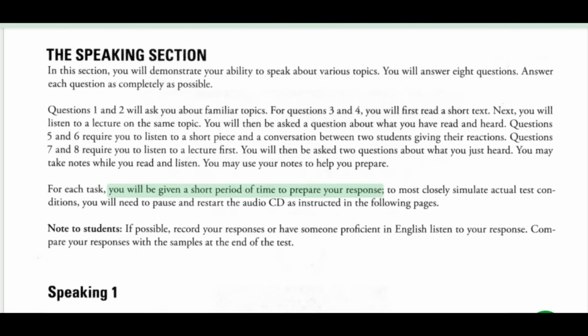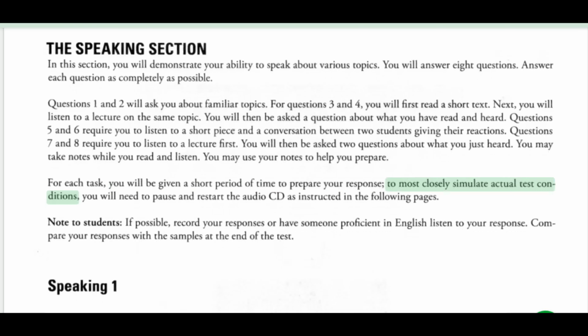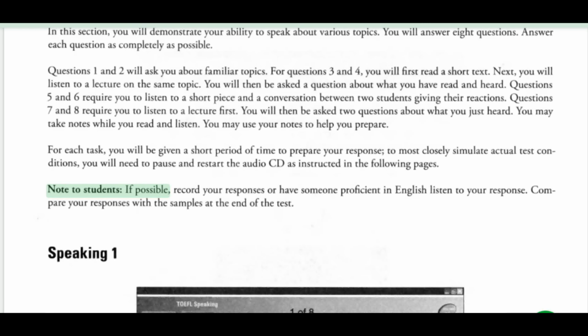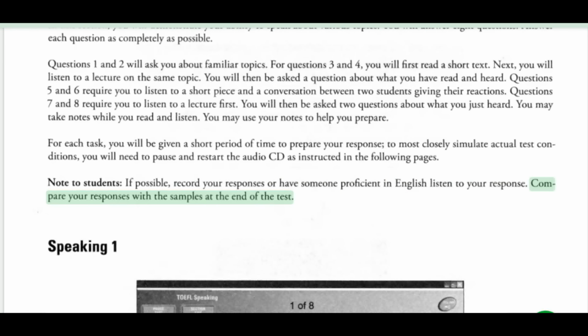For each task, you will be given a short period of time to prepare your response. To most closely simulate actual test conditions, you will need to pause and restart the audio CD as instructed in the following pages. Note to students: if possible, record your responses or have someone proficient in English listen to your response. Compare your responses with the samples at the end of the test.